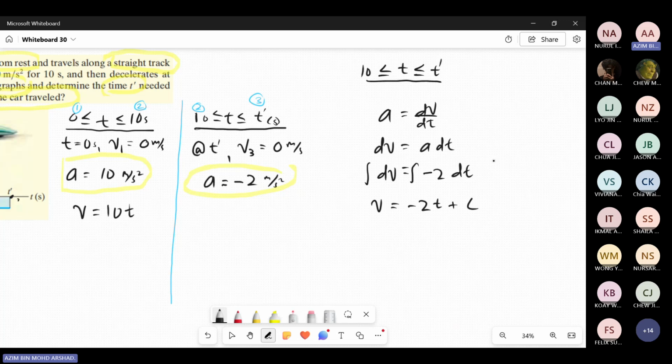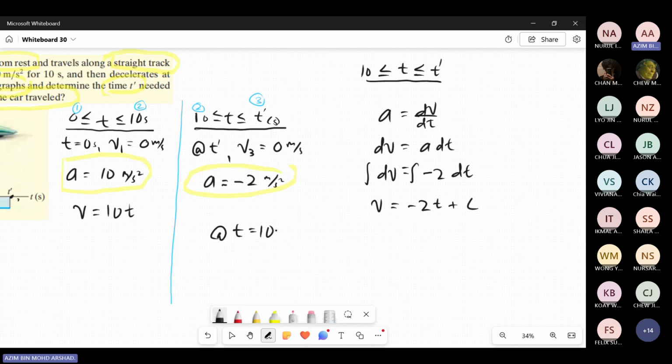Now we need to evaluate the initial condition again. But the initial condition is not 0. The initial condition is at 10, because we're only dealing with the range between 10 seconds to t prime seconds. So we need to look at this initial condition, but we don't have this value yet. How can we find this value? We need to be aware that this time t equals 10 is also equal to this time. So we can use this to find the velocity at t equals 10 seconds, because it needs to overlap. The movement of a particle is continuous. The velocity value doesn't jump from one value to another. It moves smoothly.